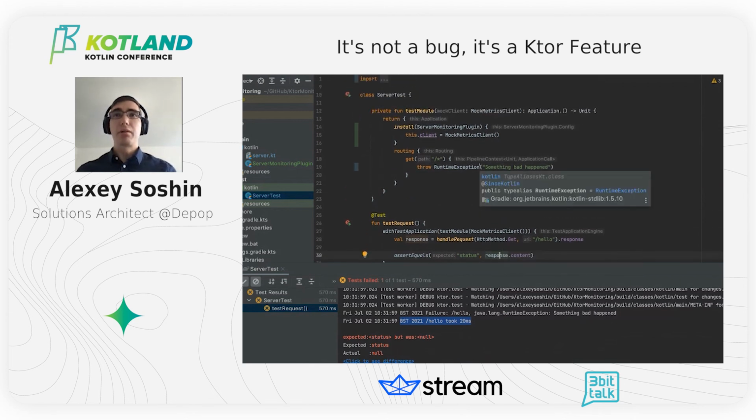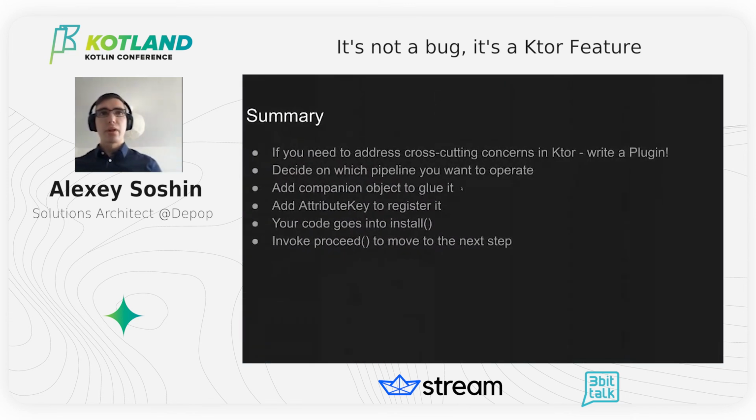Okay, I think it's time to summarize what we achieved now. So in about 20 minutes, give or take, we implemented a client, a plugin that is able to monitor our server application. We monitor the server success rates and timings.